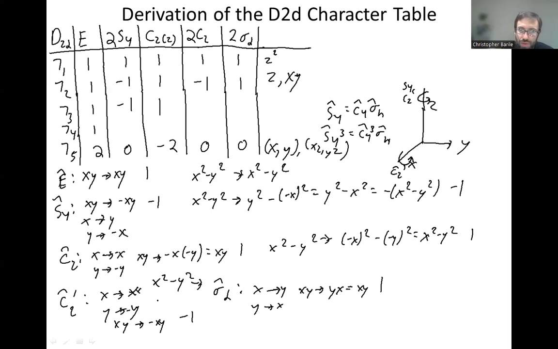Well, you're going to square that negative y, and it ends up going to x squared minus y squared. So we generate something new that's going to get us a 1. And under sigma d, x squared minus y squared, x went to y and y went to x, you get y squared minus x squared, which equals negative what you started with. So lo and behold, you get a negative 1. That is something new, folks.